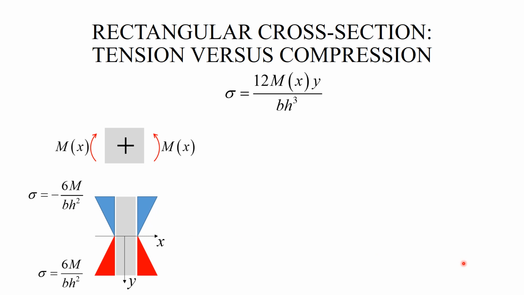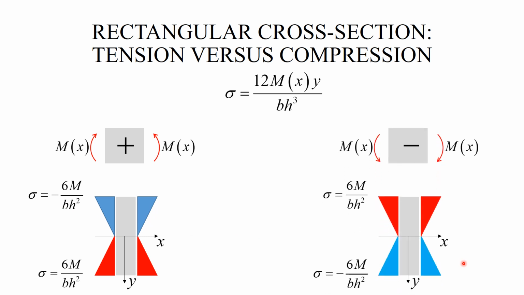Now, if we look at the case of negative bending, then we see that there is a flip. Now, the bottom is in compression and the top is in tension. The values do not change. And the bottom line of this is that one has to be careful and nothing else, really.